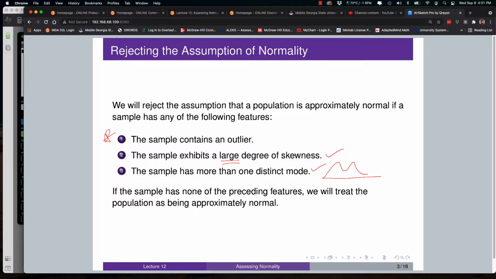If it's just barely outside, sometimes we can do other tests on the data to determine whether the data set's normal or not, and some of those will come back saying it's normal. So outliers, it's kind of a contentious thing out there. Most textbooks say if it contains an outlier, say the data is not normal, and then some other people go, well, you can have one or two outliers and still get a fairly normal data set. All right. So I just want you to keep that in mind. But if we see an outlier for our class, we're going to say the data set's not normal. Okay. But if the sample has none of the preceding features, we'll treat the population as being approximately normal.